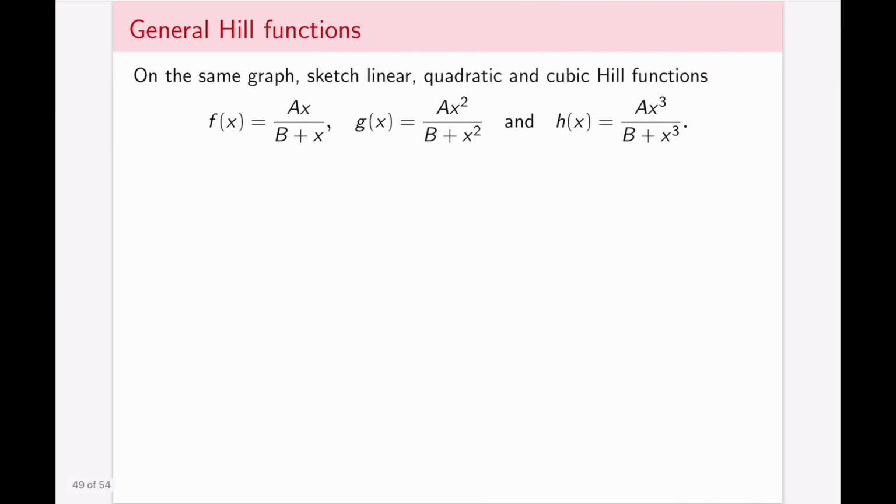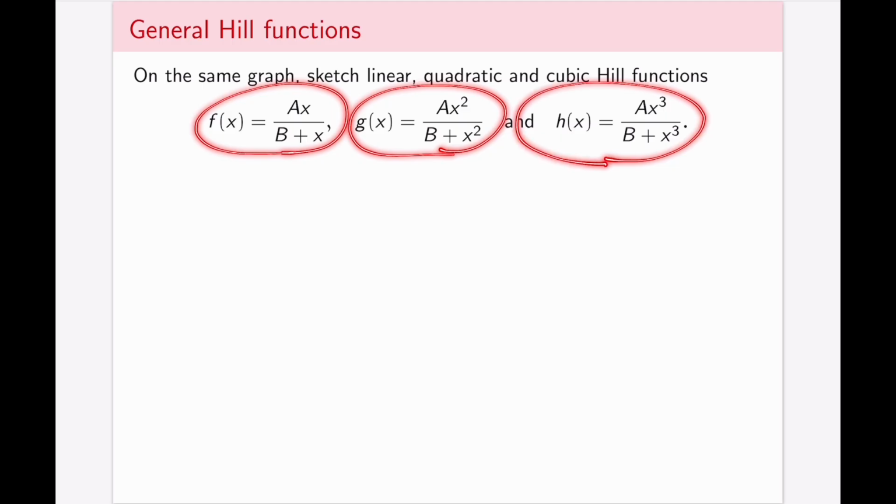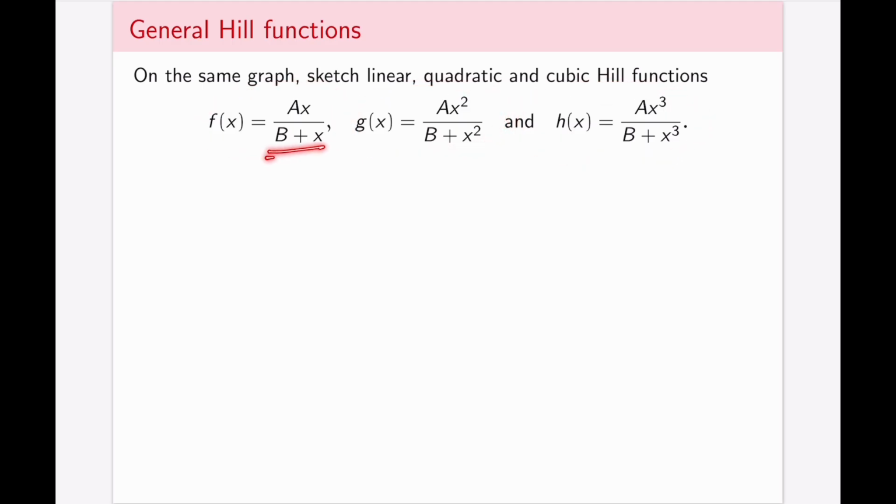The general Hill functions are, of course, of different degrees. We start off with the linear one as the Michaelis-Menten kinetics, but we can also think about various chemical reactions taking place that will probably correspond to slightly different behaviors that are also described by Hill functions. So let's take a look at what these would look like if they are all sketched on the same graph.